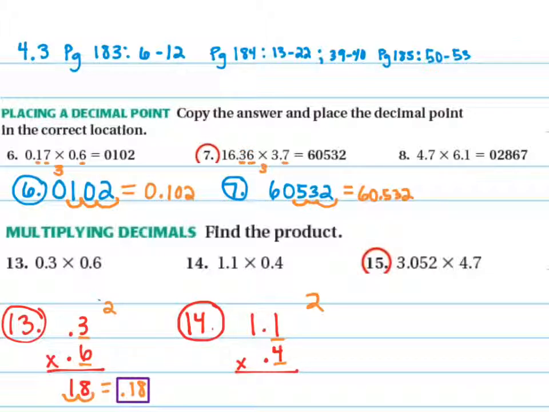Then I forget about the decimal and multiply like normal. Well, 11 times 4 is 44. And then I'm going to move it over 2 spots. So my answer is 44 hundredths.